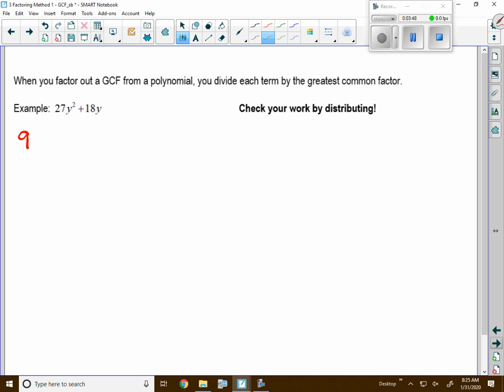What about our y? We're going to pull out y to the what? Y to the first power. So we have a y squared and a y to the first. We can only take out a y to the first. You tracking on that? You okay?